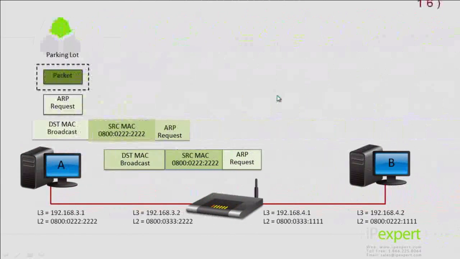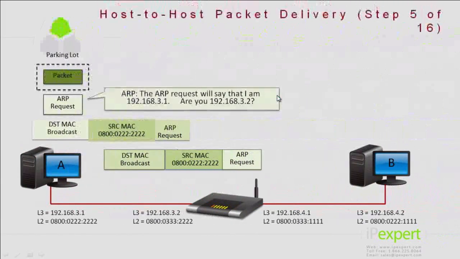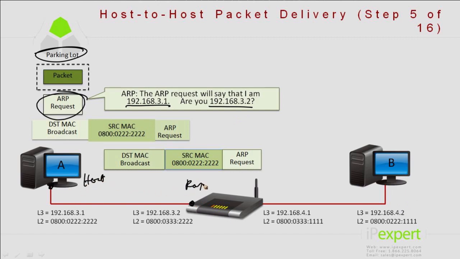Step 5. The packet's still sitting in our parking spot. So it's in the parking lot right now. So what I'm going to do is create a new packet. That packet is going to be an ARP request. That ARP request is going to say, I am 192.168.3.1, are you 192.168.3.3? So when we go through here, that's the communication that we're describing between our host and our router.